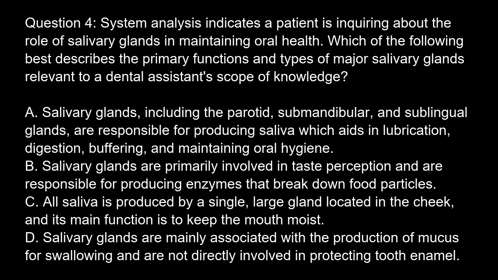Salivary glands are primarily involved in taste perception and are responsible for producing enzymes that break down food particles. Option C. All saliva is produced by a single, large gland located in the cheek, and its main function is to keep the mouth moist. Option D. Salivary glands are mainly associated with the production of mucus for swallowing and are not directly involved in protecting tooth enamel.